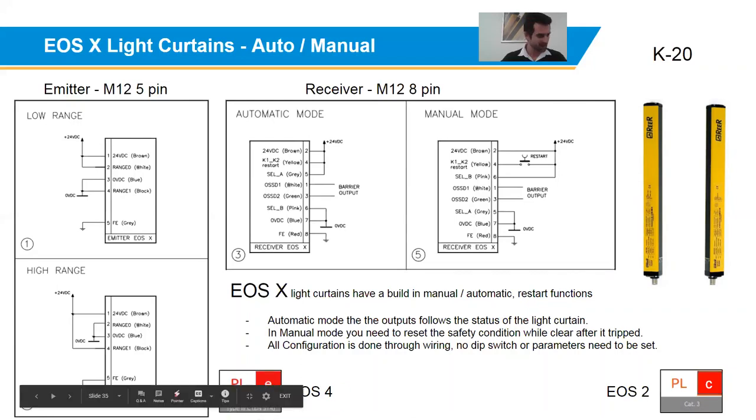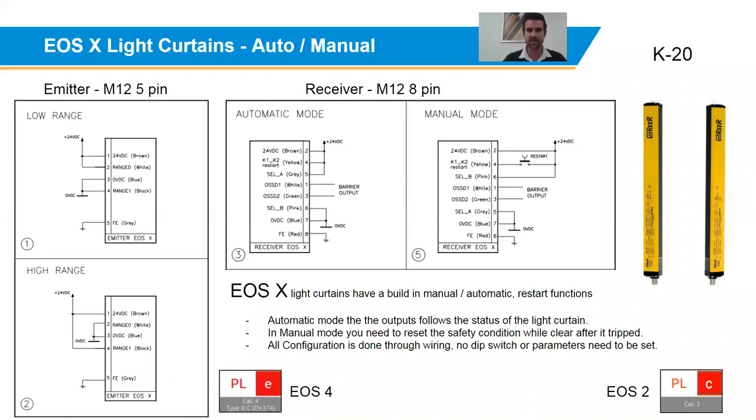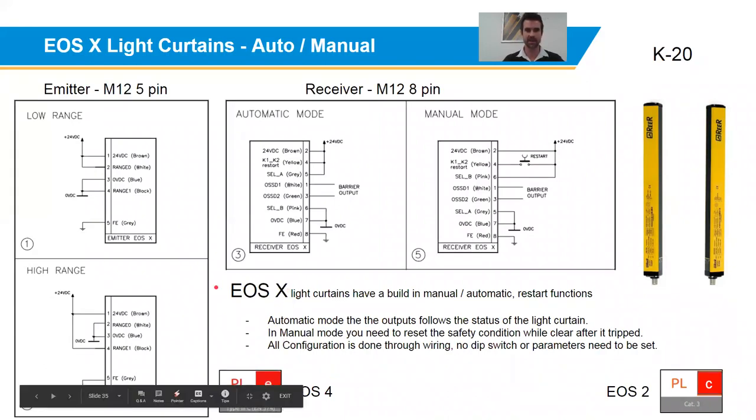The EOS 4 light curtain, as you will see on page K20, is a PLE rated type curtain, and the EOS 2 is a PLC. So the EOS 4 obviously has extra circuitry, extra monitoring equipment, and extra redundancies, which makes it a higher safety level curtain, and also obviously bumps up the price a little bit. Okay. So that's our EOS 2 and the EOS 4 type safety light curtains with built-in control.